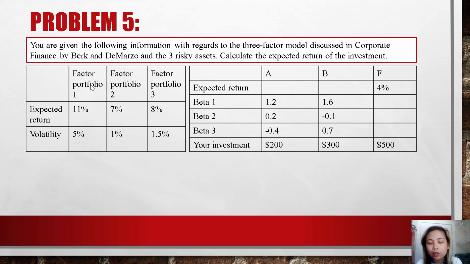And you invest $200 in asset A, $300 in asset B, and $500 in the risk-free asset. And the question is just to calculate the expected return of the investment. So the portfolio of the investment is 20% in A, 30% in B, and 50% in F. Right. So in order to find the expected return of the investment, we have to first find the expected return of each of these three risky assets.